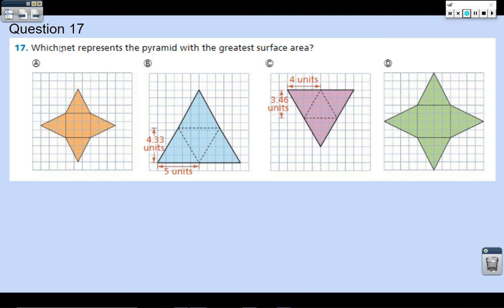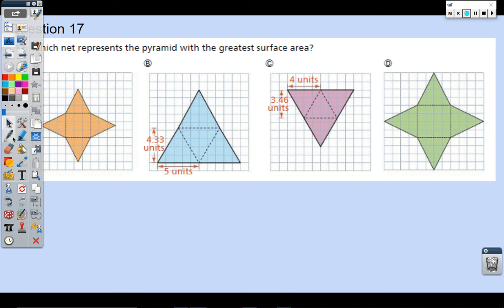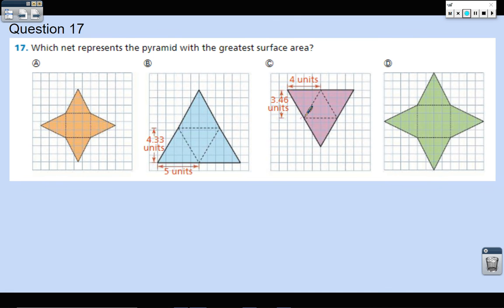Now, if I look at this one here, and I'm just comparing the ones that they've given me the dimensions, they're both triangular pyramids. This one has a larger base than this one. It has a greater height than this one. So right now, I definitely know it's not going to be C because B has the greater surface area.